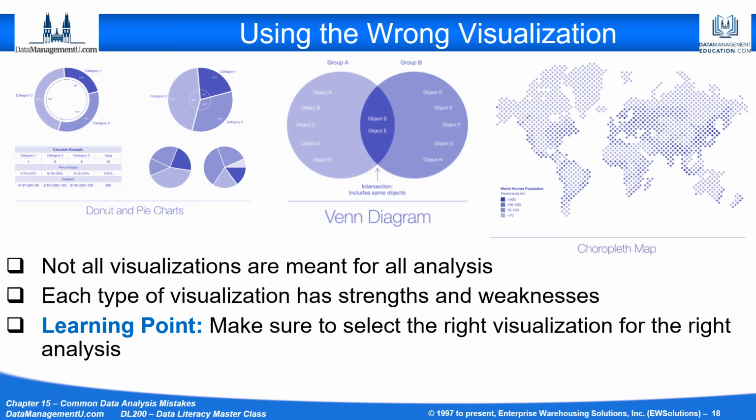Choropleth maps, wonderful for where data is geographically dispersed, where we're looking at phenomena across regions. Venn diagram, terrific for showing overlap between two groups. Pie charts, wonderful for showing pieces of a whole. Each type of visualization has its strengths and weaknesses. Make sure to select the right visualization for the right analysis.